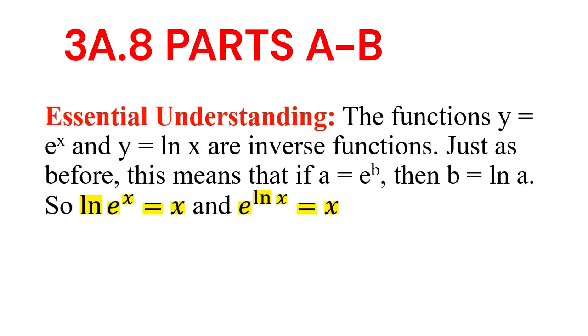So the essential understanding for this section is that the functions y equals e to the x and y equals natural log x are inverse functions. Just as before, this means that if a equals e to the b, then b equals the natural log of a. So again, natural log e to the x equals x, and e to the natural log x equals x. They undo each other.